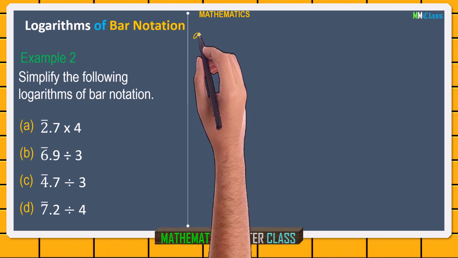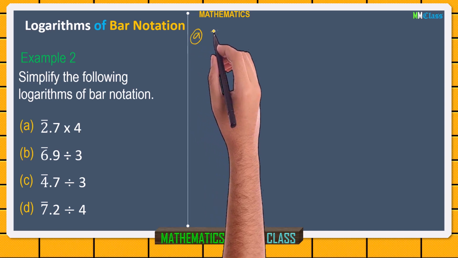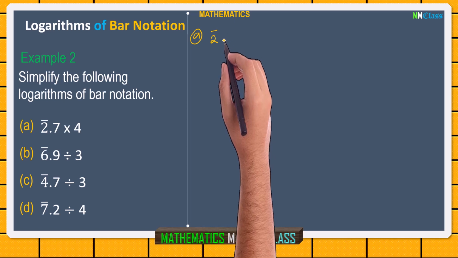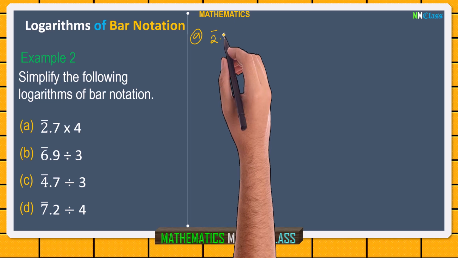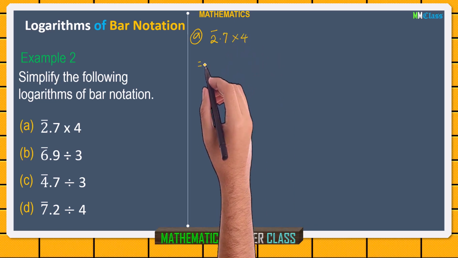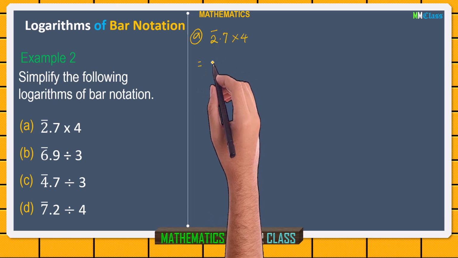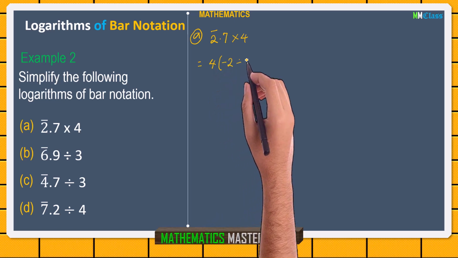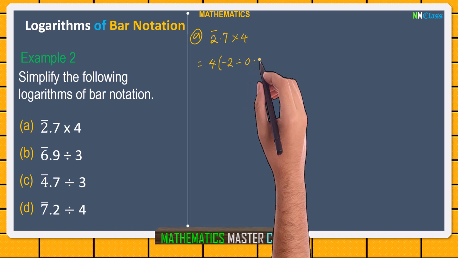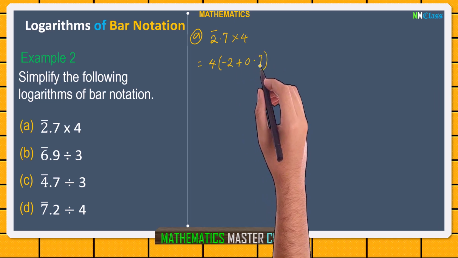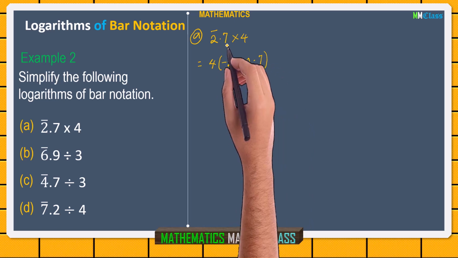So we have A, which is bar 2.7 times 4. So this will be equal to, we expand this one and multiply it by 4. So 4 will be outside the bracket to multiply minus 2 plus 0.7. So this is the expansion of bar 2.7.